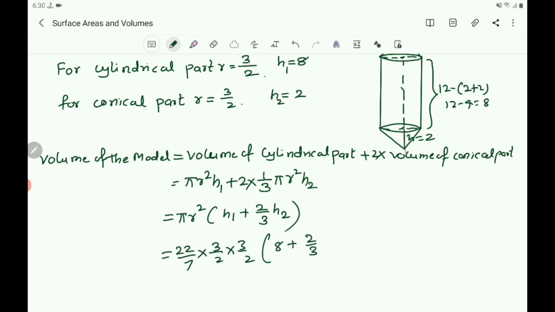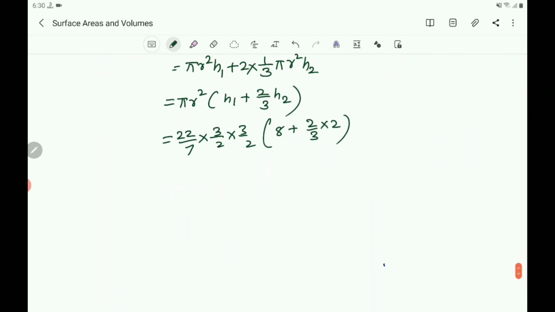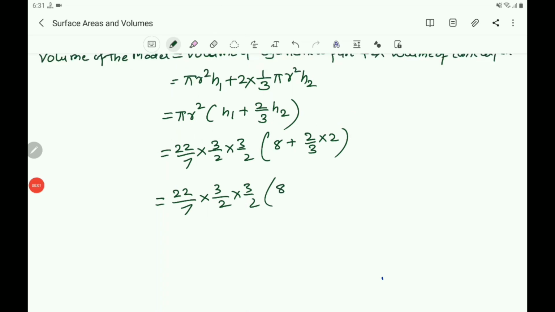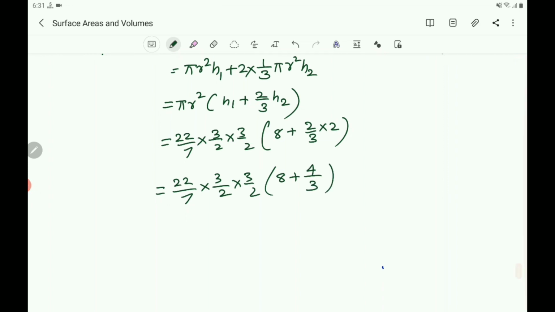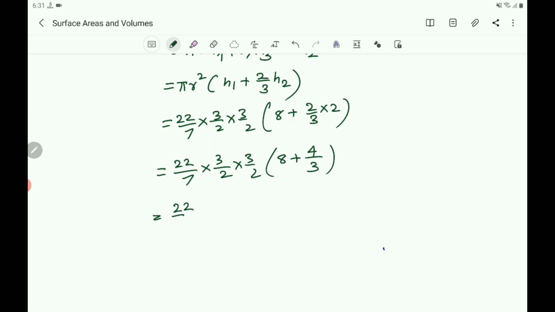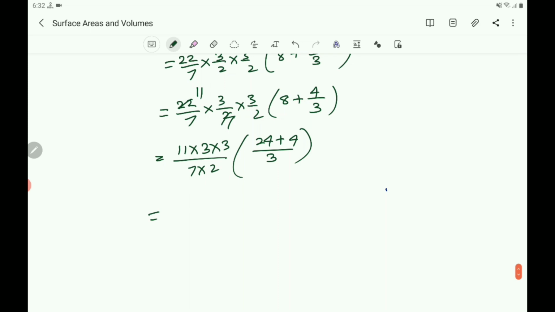Plus 2 by 3 into h2 is 2. Then you write 22 by 7 into 3 by 2 into 3 by 2 into, that is 8 plus 2, 2 is 4, 4 by 3. Then you take 22 by 7, you can cancel here by 2, 22 can be cancelled. 2 1s are 2, 11s are 11, then you write 11 into 3 into 3 by 7 into 2, and here you take the LCM, which is 3. 8 3s are 24 plus 4, that equals 11 into 3 into 3 by 7 into 2, that is 28 by 3.